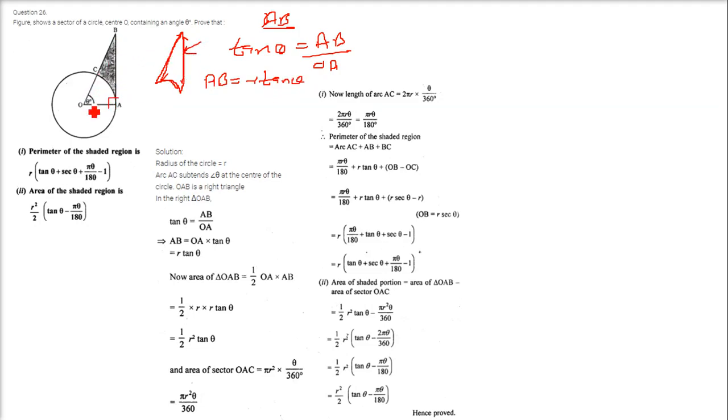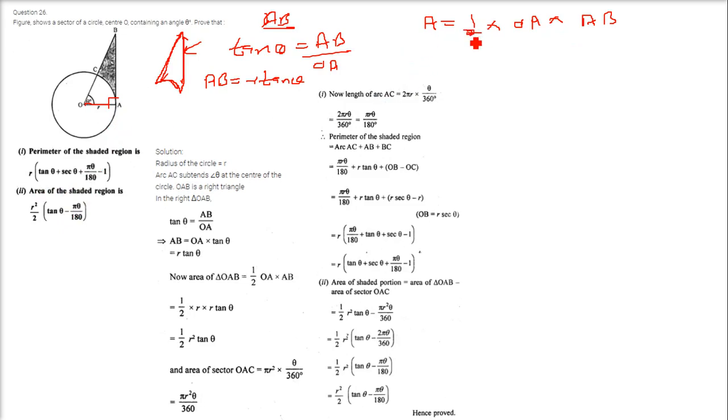And then we have to find out this side and this side. How are you going to get this? For that you have to find out the area. See, area of a triangle is half into base into altitude. So area of this triangle will be half into OA into altitude, that is this AB. So we will find out the area of the shaded region first.